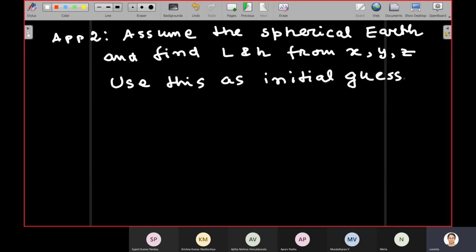Okay, so you use the spherical earth assumption to find the latitude and height from X, Y, Z, and then use that L and H to do the iterations. If you use the spherical earth assumption, you will find that the latitude and height equations are decoupled. So we can find latitude and height using the spherical earth assumption and use them as the initial guess in the iterations. So this is approach 2.